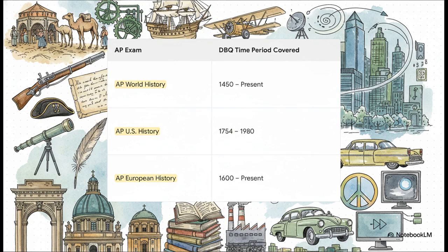Now, here's something you gotta know. While the skills we're talking about are the same for all the AP histories, the content is different. Your DBQ prompt is always going to be within these specific timeframes. So for AP World, you're looking at 1450 to the present. For AP US, it's 1754 to 1980. And for Euro, it's 1600 to the present. Knowing these dates helps you focus when you study.